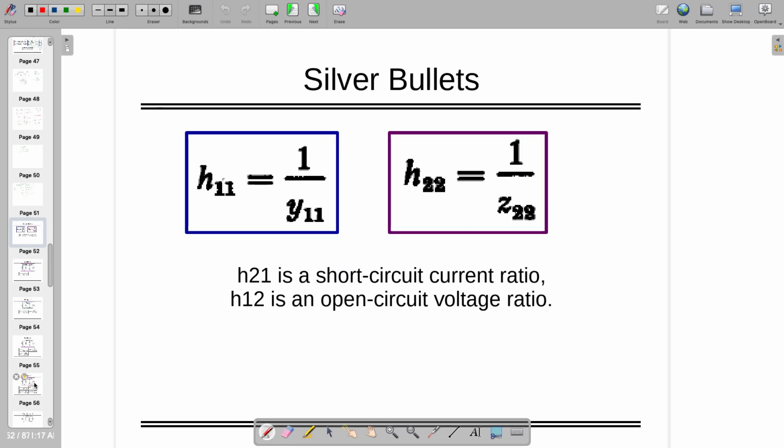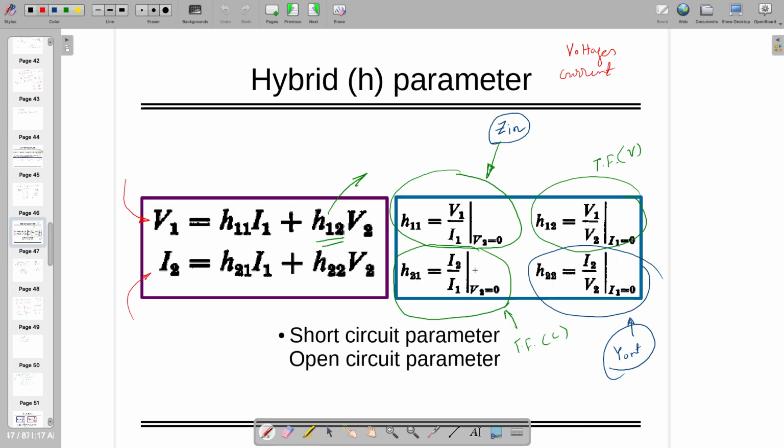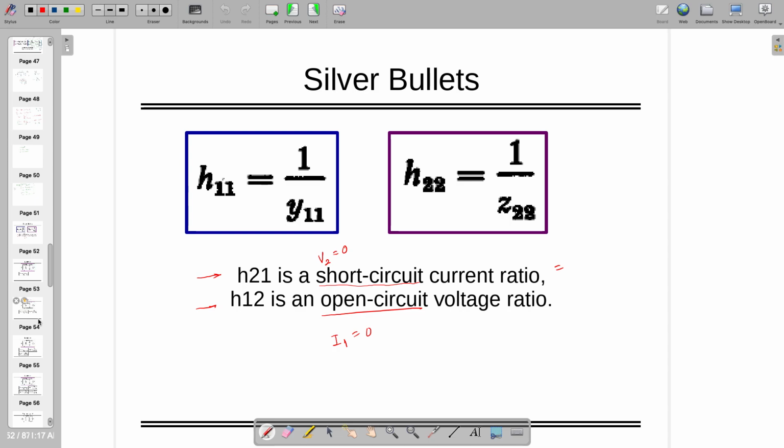Okay, so that way we have H11 is equal to 1 by Y11 and H22 as 1 by Z22. These two parameters are known as short circuit current ratio and open circuit current ratio. This is short circuit current ratio because V2 equal to 0, open circuit because I1 is equal to 0, right? And H21 is giving me I2 by I1, and one is giving me V1 by V2. So one of them is current ratio and one of them is voltage ratio, right?